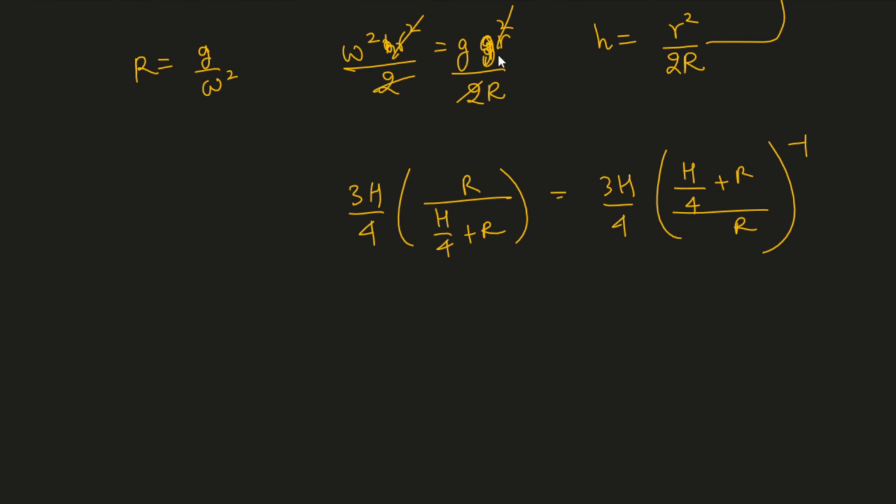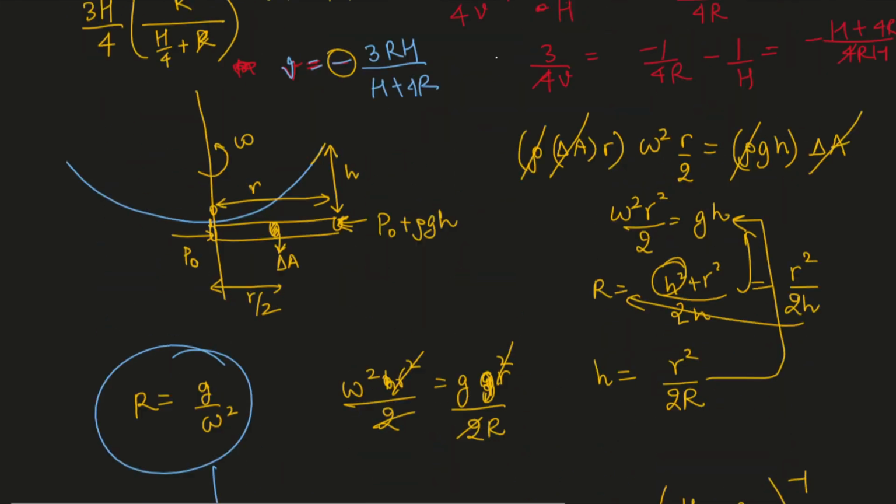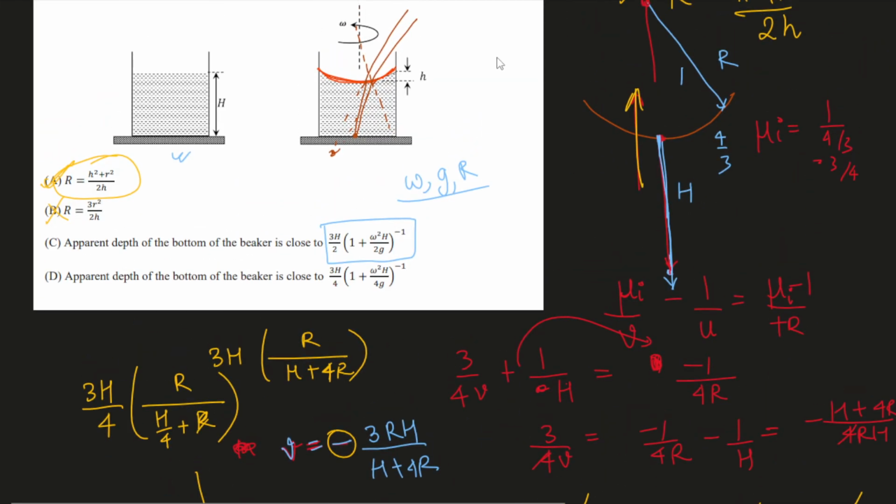Anyways, so we now have 3h by 4, and then 1 plus h by 4r inverse, and then we now use this. So we now put everything right here, and so this gives us 3h by 4, and then 1 plus omega squared h over 4g, this to the power negative 1. So this is this option.